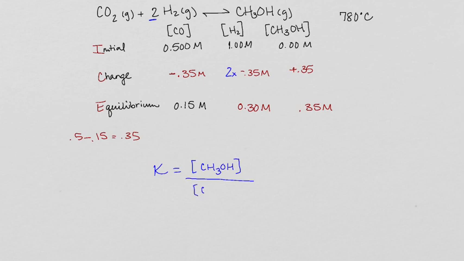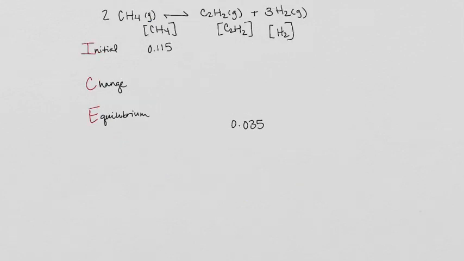And then we have our concentration of CO and our concentration of H2 squared. So let's put in our numbers. 0.35 divided by 0.15 times 0.3 squared. And if we solve that, we get a K value of 26. Let's do another practice problem.